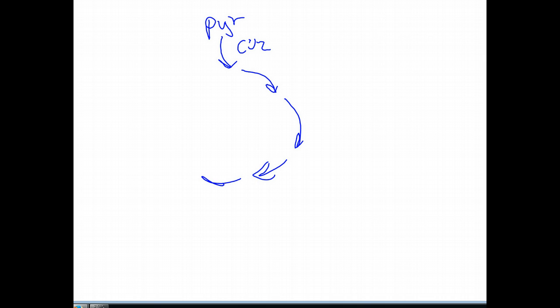Where then we have a series of reactions where we have the acetyl-CoA, and you don't need to worry about the acetyl-CoA. I'm sorry, the pyruvate loses a CO2 to become acetyl-CoA. That's where the first CO2 comes from.